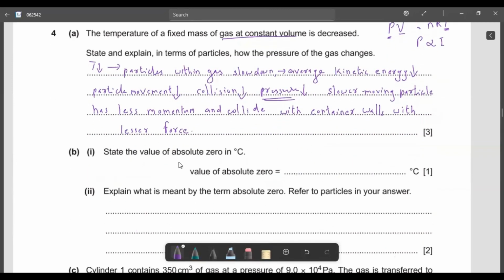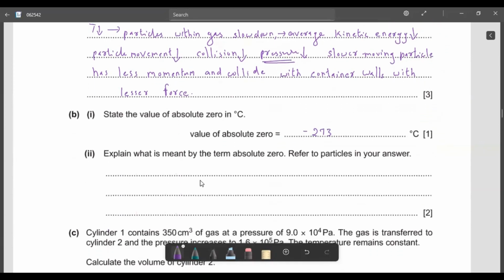Next, state the value of absolute zero in degrees. That is minus 273 degrees Celsius. Explain what is meant by the term absolute zero. Refer to particles in your answer.